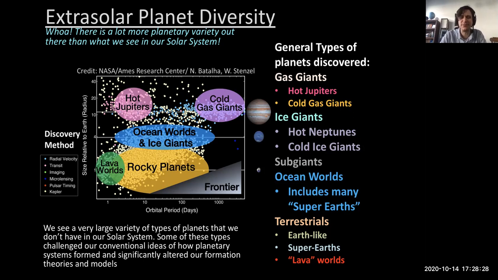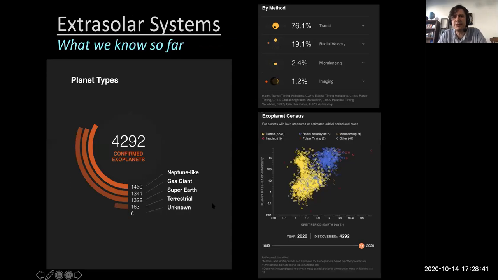So a lot of different varieties of planets, more than we have, and we can almost see this nice continuum of types of planets. And in each case, we have the hot and the cold versions of them. And I just want to give you some additional information. So what do we know? What are our numbers? So far, we have 4,292 confirmed planets. 1,460 of them are Neptune-like. 1,341 are gas giants. 1,322 are super Earths. 163 are terrestrial, and 6 have not really been classified yet.